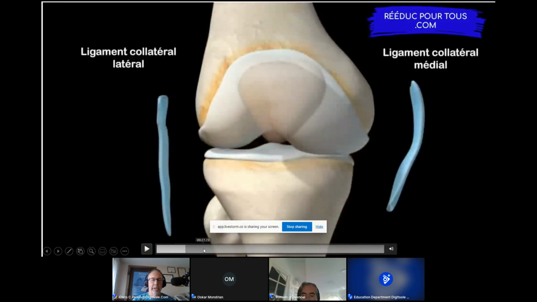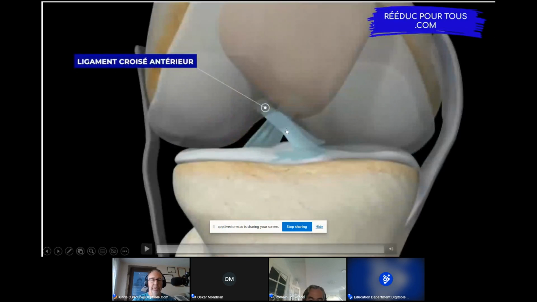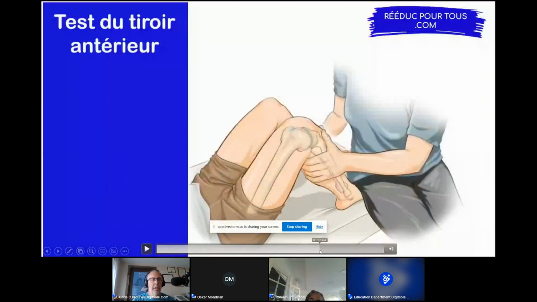So this is just looking at the anatomy of the structures. So this is your anterior cruciate ligament, and that's the one that gets injured during a particular process. We have some basic evaluations. I used to be a sport physiotherapist, where we specialize in being at the sport activities.